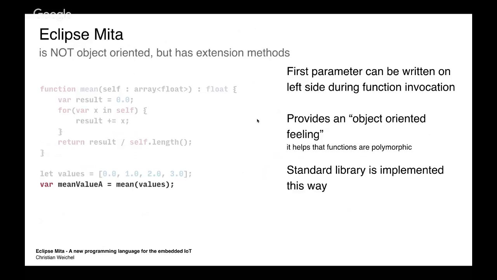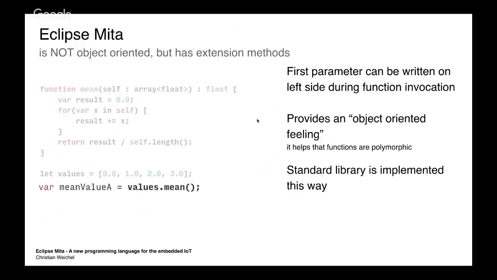Now, Mita itself is not object-oriented, but we have something that you'll know from other languages too, which is called extension methods. Basically what that means is that the first parameter of a function can be written on the left-hand side. So instead of mean of values, we can write something like values.mean. And this really gives the language an object-oriented feeling. You can think of that as something similar to Go receivers, or if anyone's written code in Eclipse Xtend, extension methods work exactly the same way.